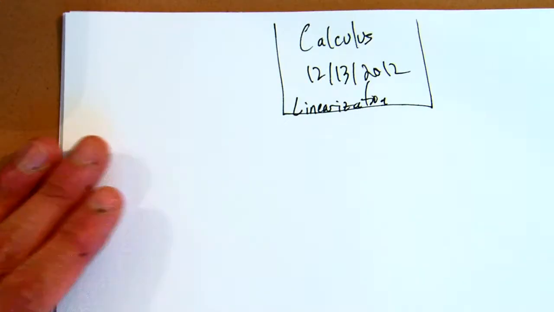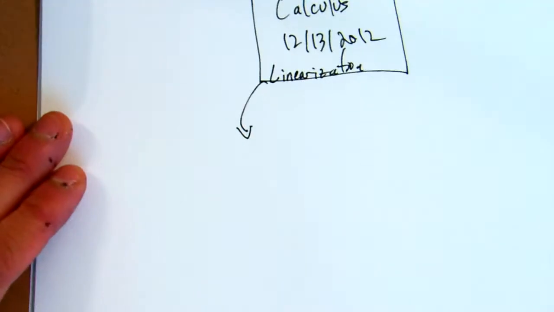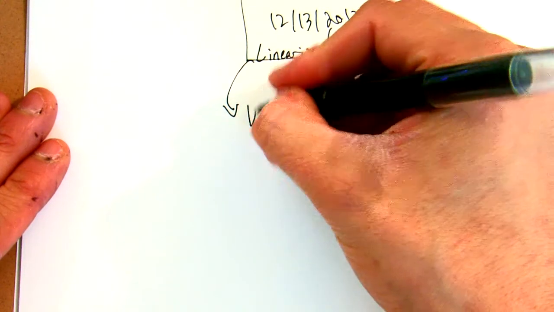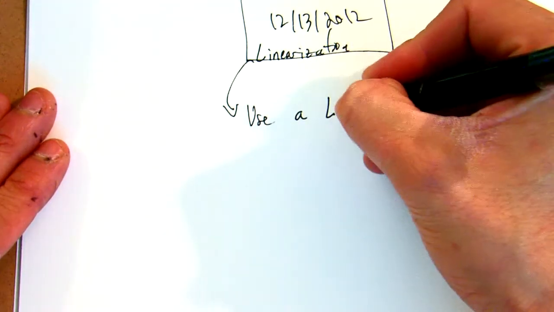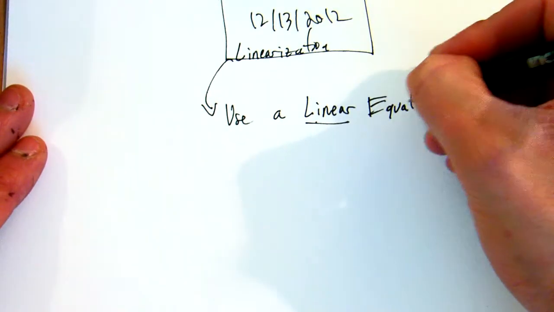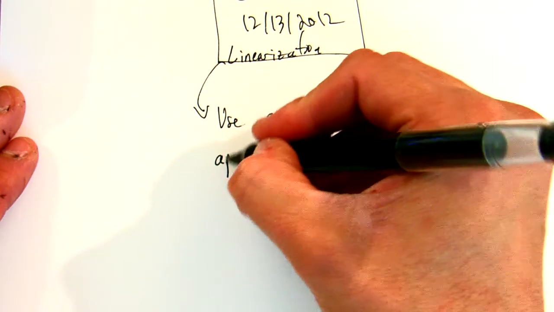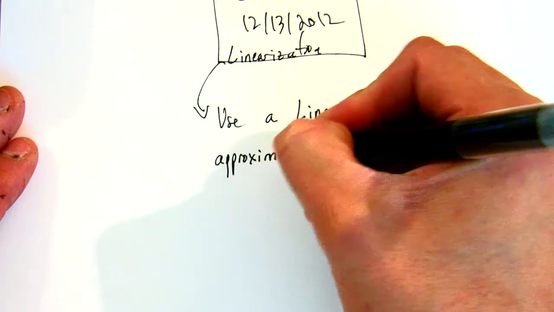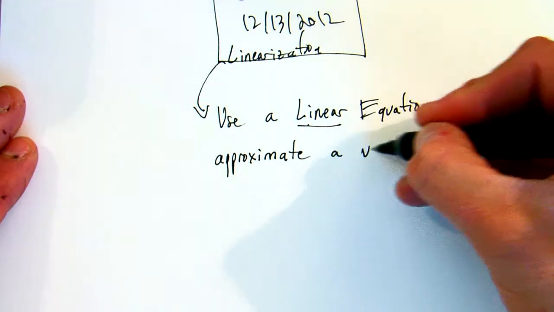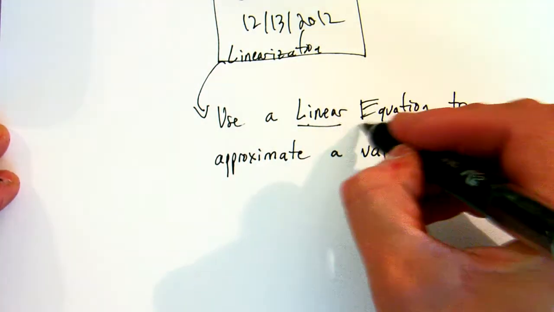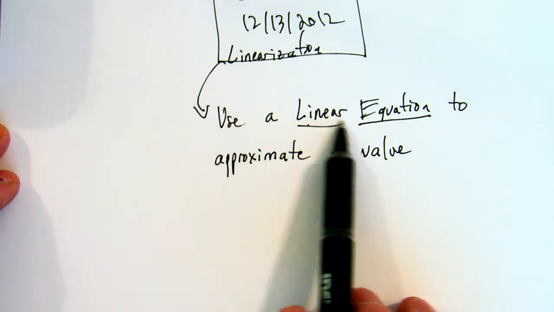Linearization. What this basically means is we are going to use a linear equation to approximate a value. Okay? We are going to use a linearization to approximate a value. Okay? So we're going to use a linear equation.